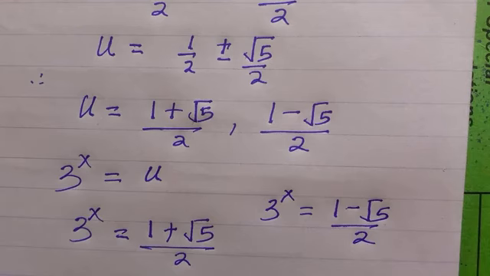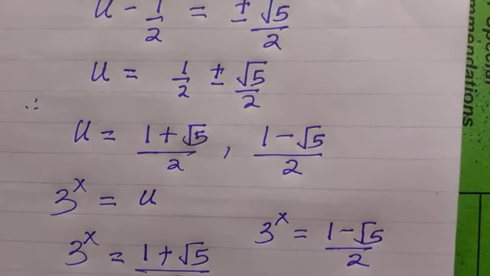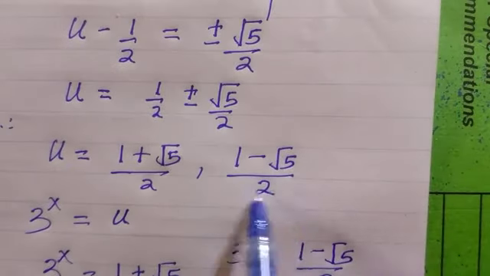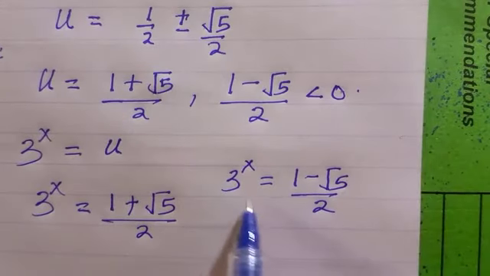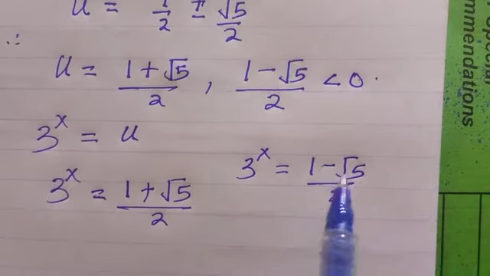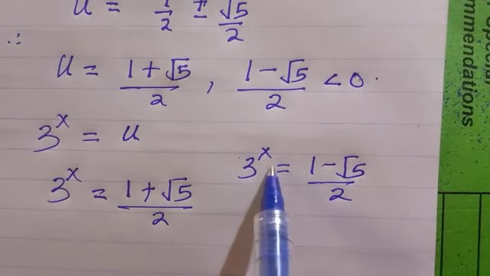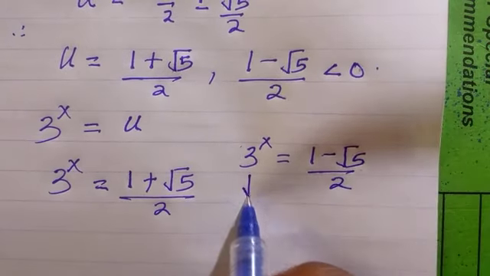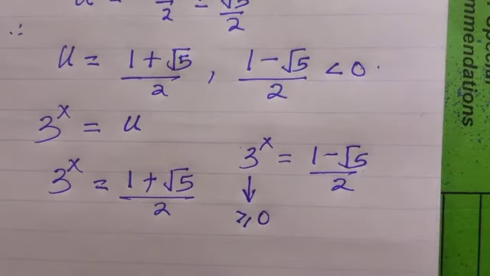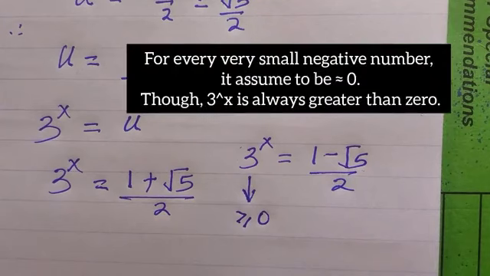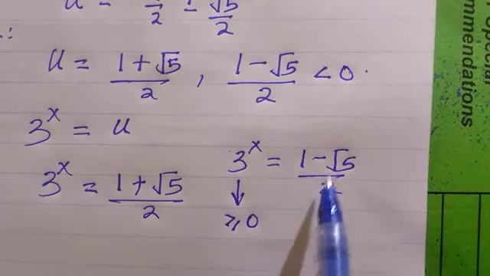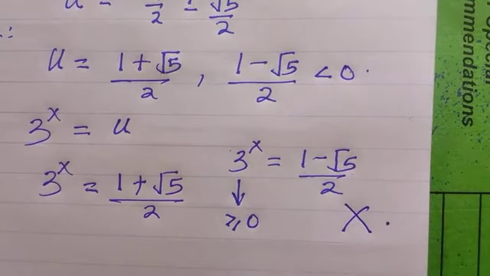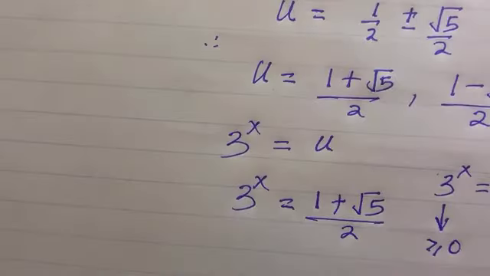And again, looking at this second one, which is 3 to the power x equals 1 minus root 5 over 2, these are not equal as well, as this one is less than 0, and for every value we plug in on x, it is always positive. As any value we plug in here, it is greater than 0. So therefore we are going to have this cancelled.